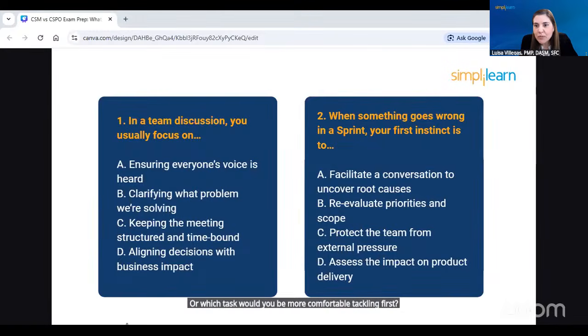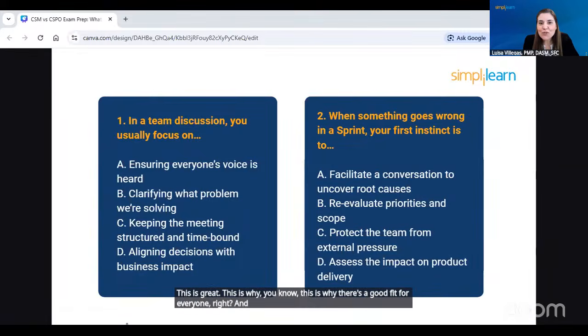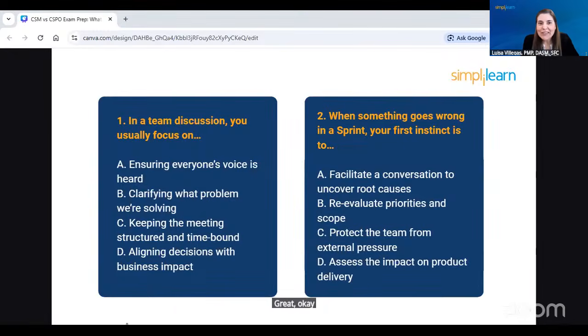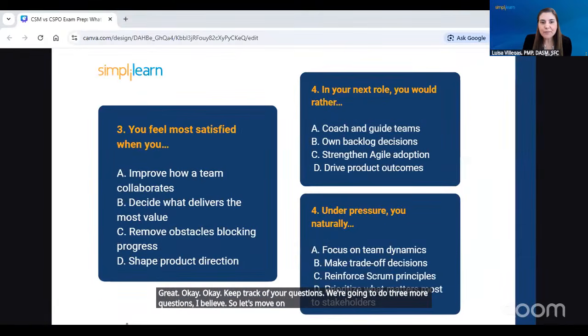Okay, I'm seeing some A's, some D's, some B's. This is great. This is why there's a good fit for everyone, right? And why we have different roles to respond to different personalities. Great. Okay, keep track of your answers. We're going to do 3 more questions, I believe. So let's move on to the next slide.